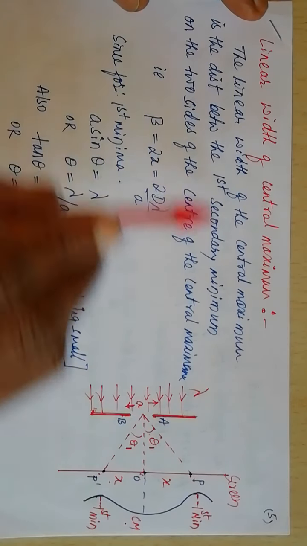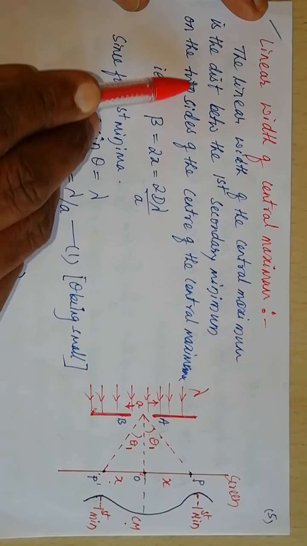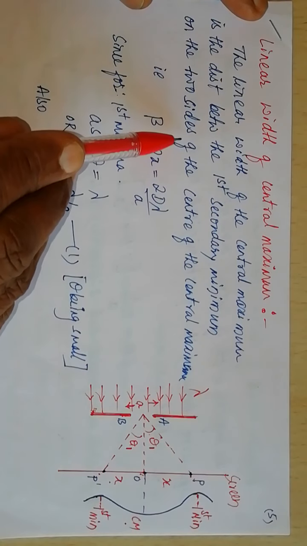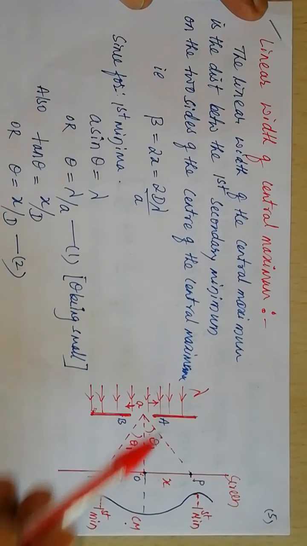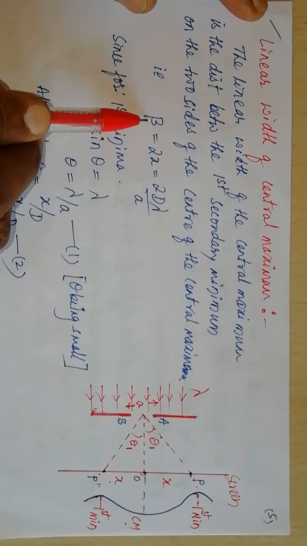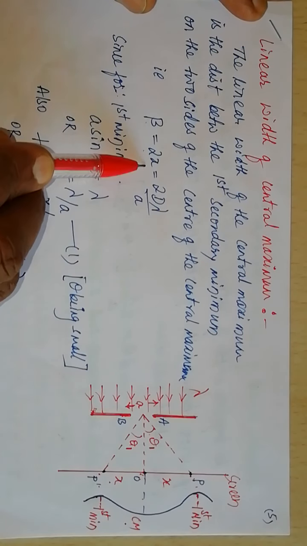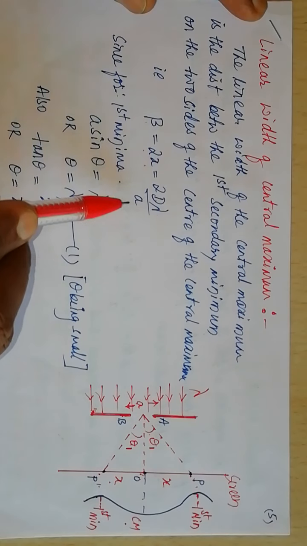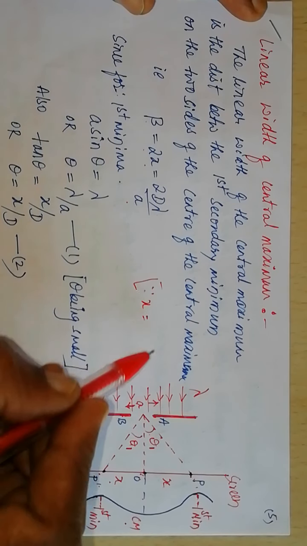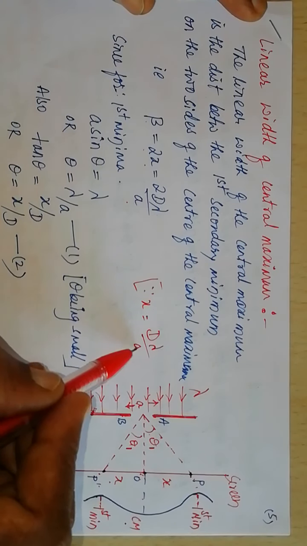So the linear width of the central maximum is the distance between the first minima on the two sides of the center of the central maximum. This is the central maximum, the first minima on two sides of the central maximum, and this distance is the linear width of the central maximum, that is beta equals 2 times x. x is d lambda by a.